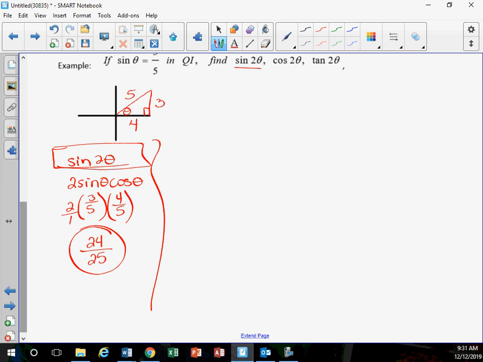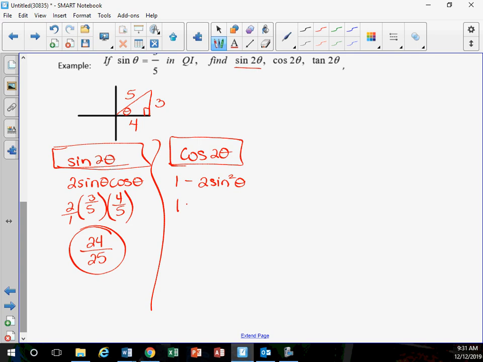All right, up next, cosine 2 theta. Okay, you have choices here. Which formula do you want to use? It really doesn't matter. It's not like one is definitely easier than the others. So what do you want to pick? Someone make a choice for me. 1 minus 2 sine squared theta. Okay, perfect.